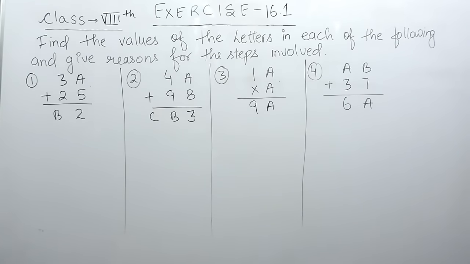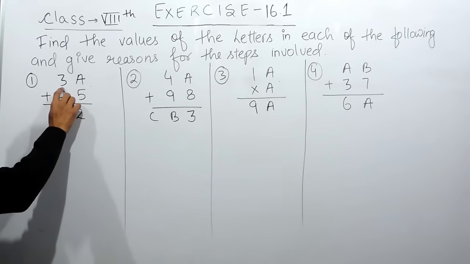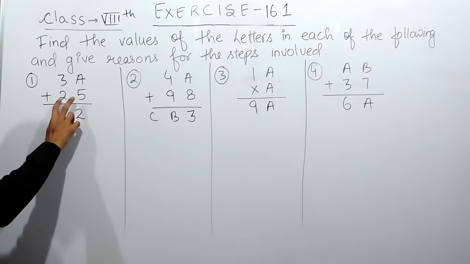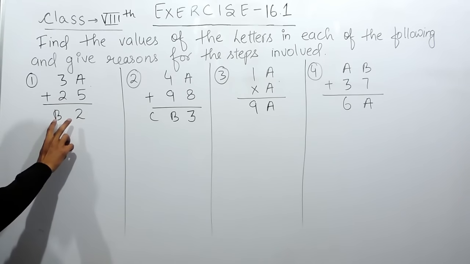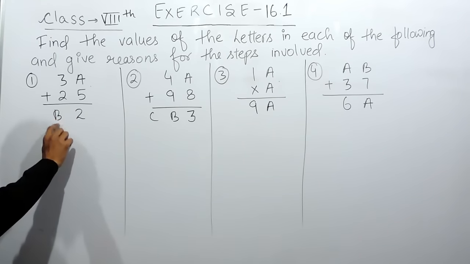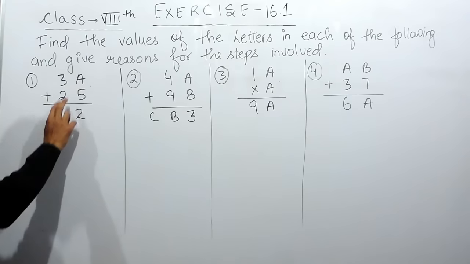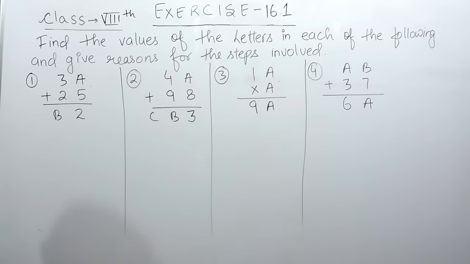In these you have to find the values of the letter in each of the following and give reasons for the steps involved. Okay, now let's solve the first part. Here you have to add 3a with 25 and the result must be b2. You have to find the values of a and b here. So what are the possible values here?